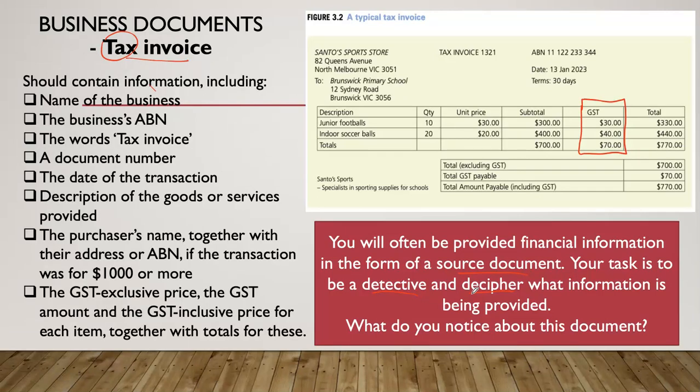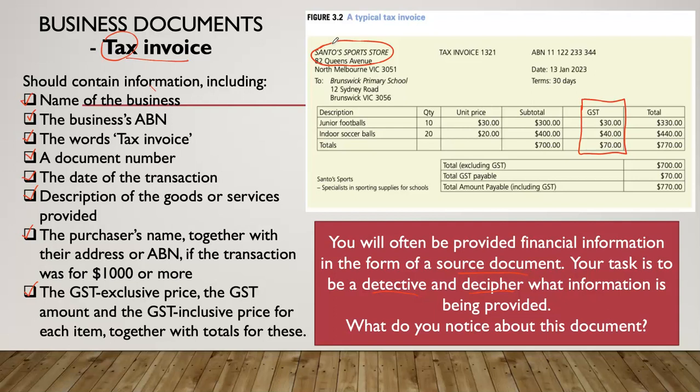All tax invoices must include all of this information. The name of a business, the business's ABN or business number, the words tax invoice, a document number so we can track it, the date, a description, the purchaser's name, and the GST amount. Now, the key bit here is I want you to understand that the business's name at the top of the document, Santos Sports Stores, is the business that has written this invoice. What does that mean? They're the ones that have done the selling.